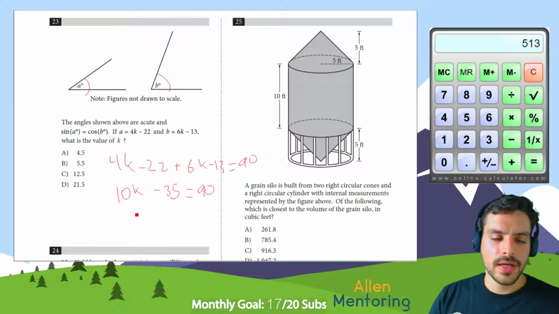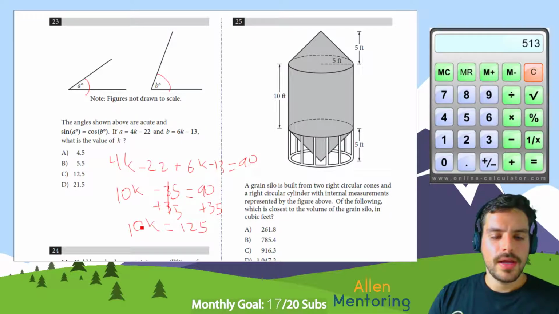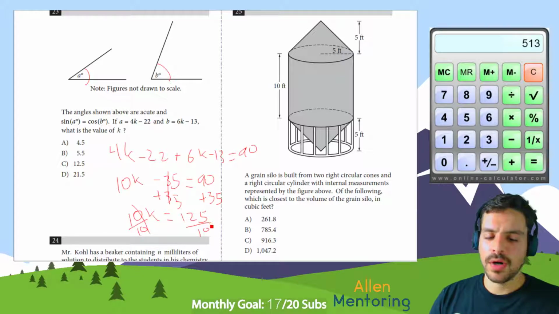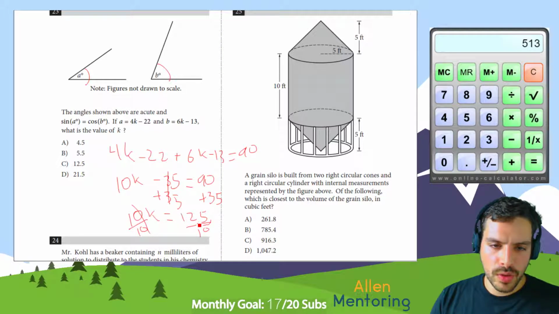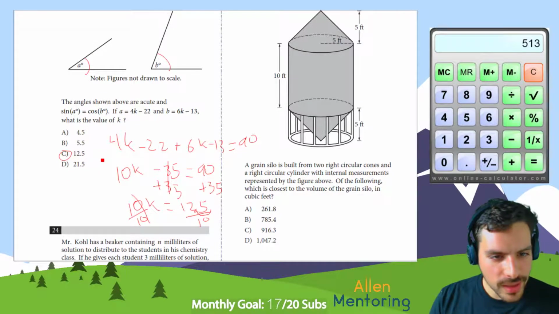And now let us isolate 10k by doing the opposite to both sides. So 10k is equal to, I believe, 125. And then isolate k by dividing on both sides. And what is 125 divided by 10? You just move the decimal place one space over. So that is going to be 12.5. All right.